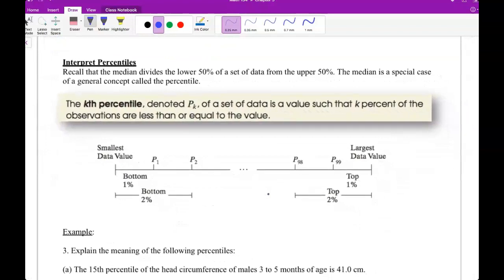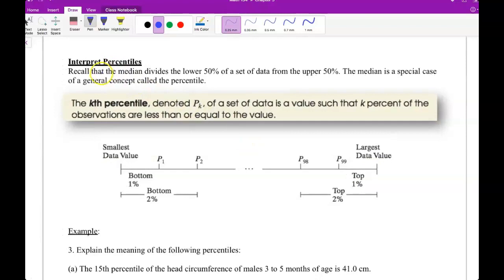Next page. On this part we have percentiles. Here we already know what the median was. Median was what we had in between.